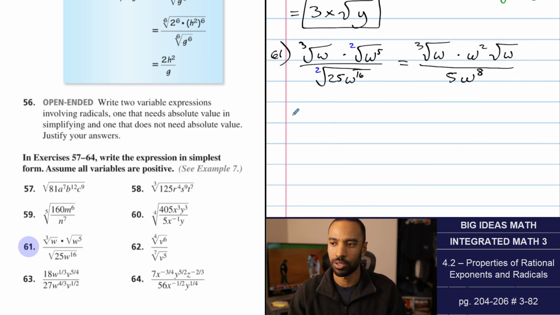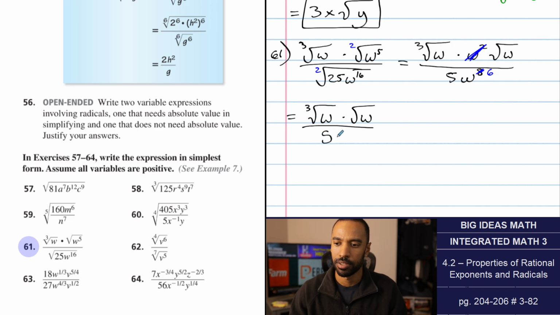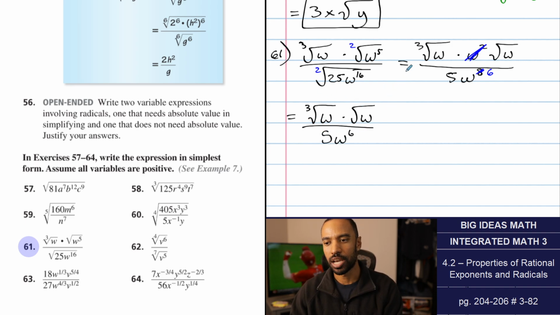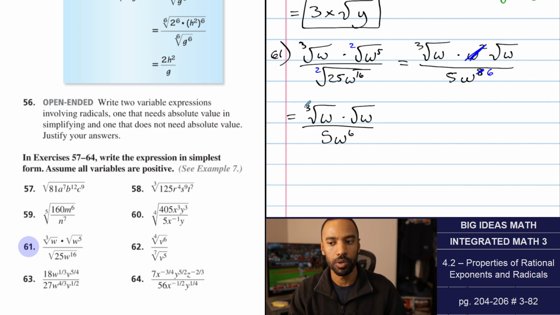So now this answer is currently looking like w squared. Oh, and w squared, remove the 2 w's from here, remove 2 of the w's from here, you have 6. So let me get rid of that w squared. So on top, we have the cube root of w, times the square root of w divided by 5w to the 6th power. Now, we wouldn't be done here in my eyes because I don't like 2 different radicals here. I'd rather just have 1. But how do we write the same radical? Because I can't put these w's together if they're not the same index. This is a 2. Remember, this is a 2, and that's a 3.